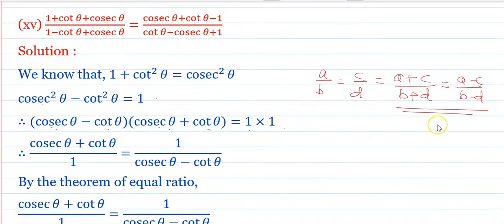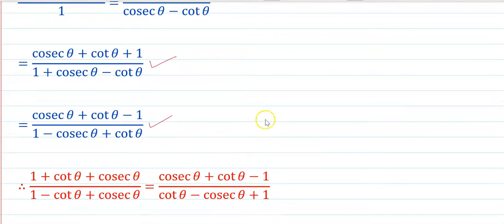And hence these two results are equal. तसे या ठिकाणी हे इक्वल होते, तसेच हे दोन्ही रिझल्ट कसे असतील तर इक्वल असतील, and we can write it as first 1 plus cot theta plus cosec theta upon 1 minus cot theta plus cosec theta is equal to cosec theta plus cot theta minus 1 upon cot theta minus cosec theta plus 1, and hence the result is proved.